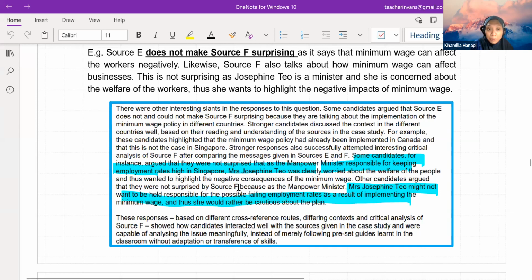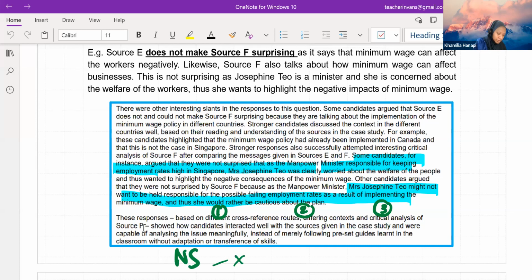So look at the responses. These responses are based on different cross-reference routes, different contexts, critical analysis of source F. Can you see? Three ways of doing this. Cross-reference, you can test it based on cross-reference. You can test it based on difference in context. You can also test it by looking at critical analysis.